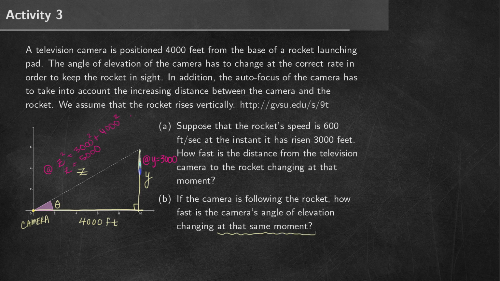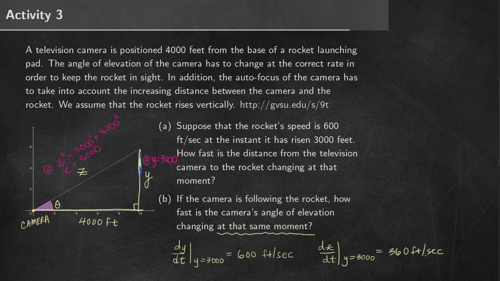So we know at this moment, we know dy/dt. We have dy/dt at this moment, at the moment when y equals 3,000. We know that that's equal to 600 feet per second. That was given in the problem. But we also know the rate that we found, that how fast is that distance changing. We know at that same moment in time, dz/dt when y equals 3,000 is 360 feet per second. So we can use that rate as well if we need to.